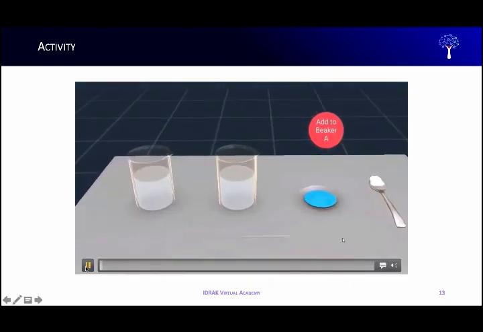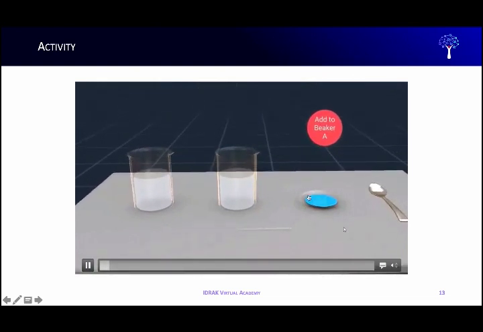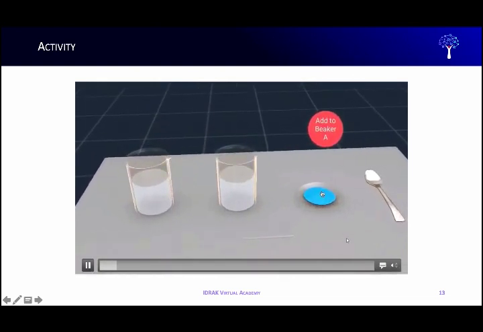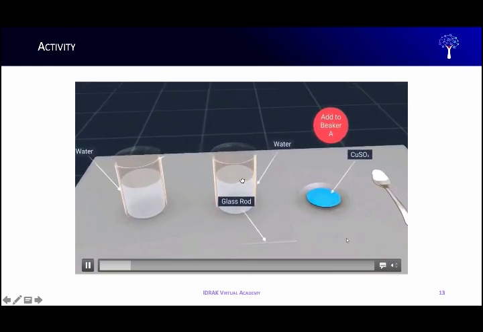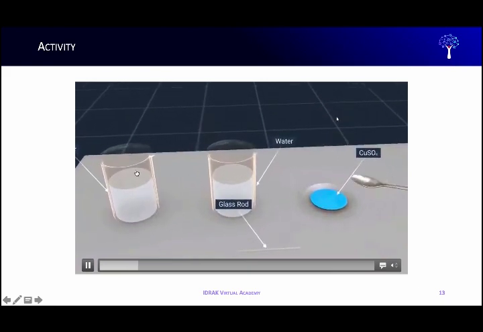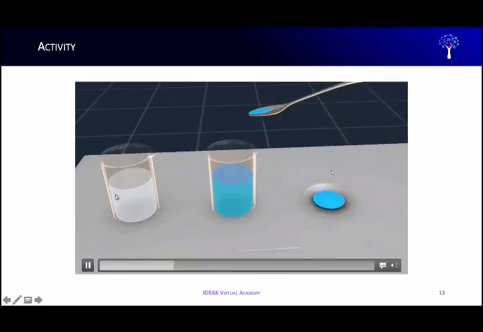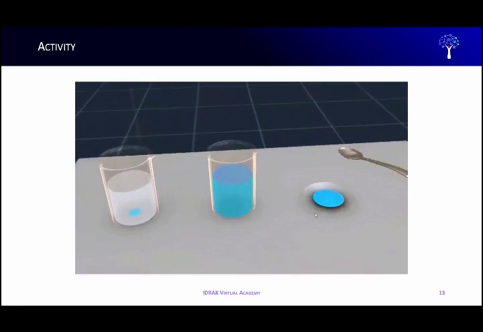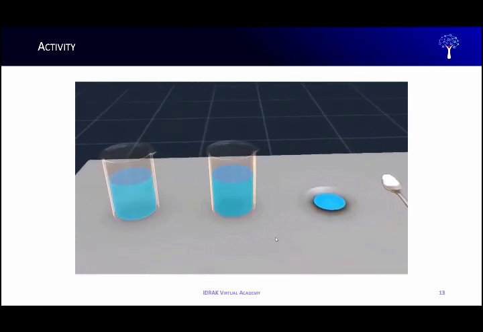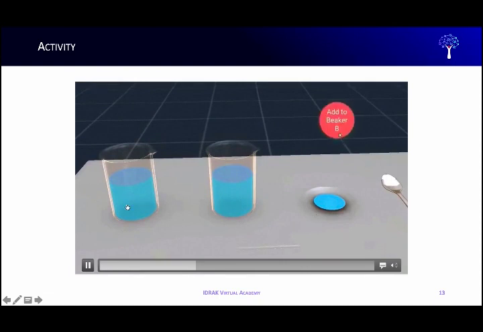Over here, we have two beakers and we have copper sulfate. We're going to add copper sulfate to beaker A and to beaker B, and we will see what happens. So we're starting by adding one spoon of copper sulfate to beaker A, and we stir it with a stirring rod. And then we add another spoon of copper sulfate to beaker B, and we stir it again. We look at the composition, we can see that we have two clear liquids. We don't see more than one phase.